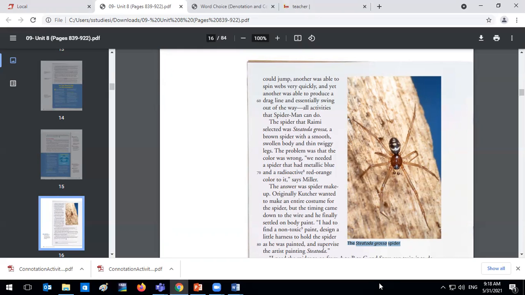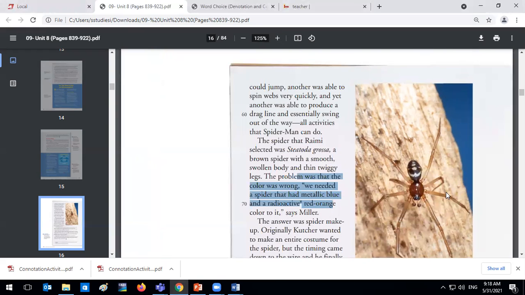Now looking at the spider, Adam, do you think the colors match the colors that they're looking for? They're looking for something metallic blue and red orange. Do you think the colors match or are they far off? A little bit the same. I don't think so. They're looking for metallic blue and orange. The spider in the picture looks brown.